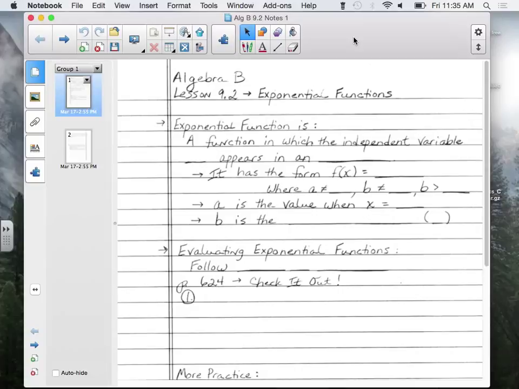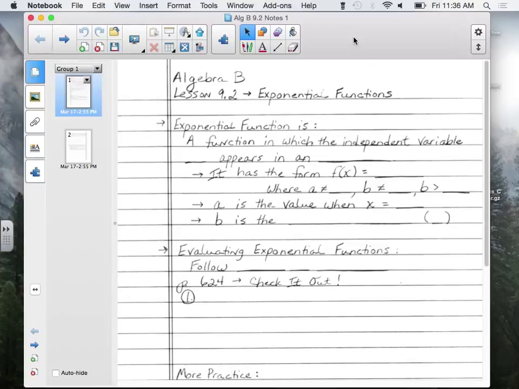Alright, so over this past week, we've been dealing with geometric sequences, finding or recognizing them, extending them, and then finding the nth term of them, right? So we're going to be moving on to the next section of the lesson, 9.2, and this is dealing with exponential functions. And I know it sounds scary, but it's really not, because it's really close to what we've been doing this past week.